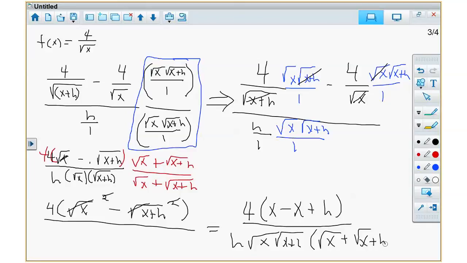Yes, ma'am. You say you don't distribute the negative, the minus, you don't put that to the h? On the, when you're getting rid of the square root. Yeah, be minus h right there. Okay. Sorry.